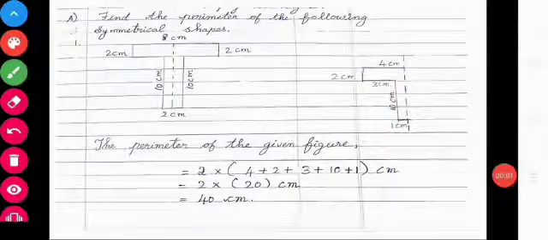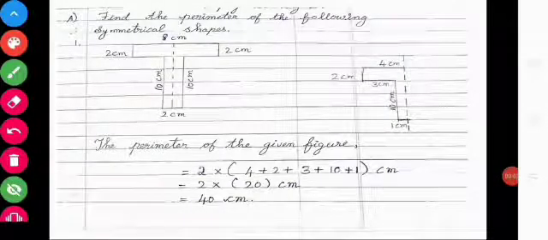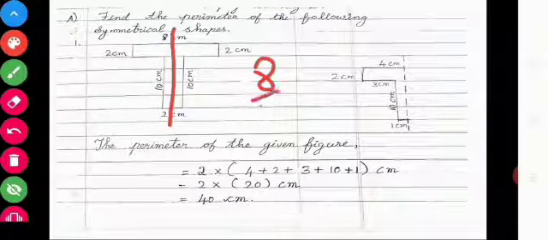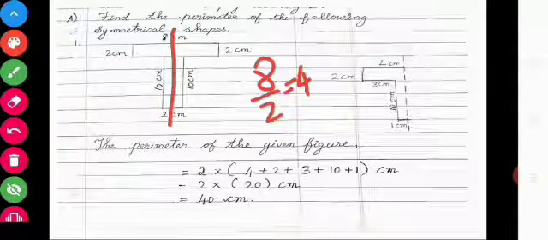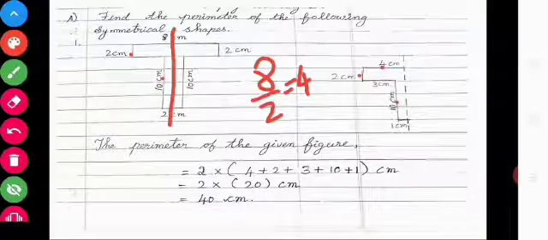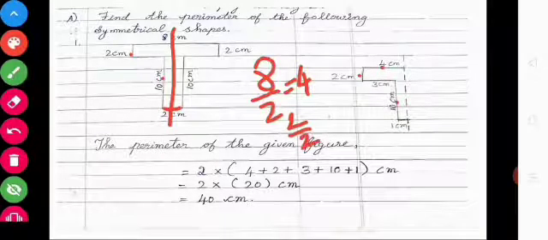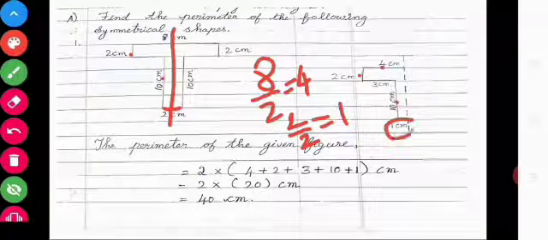Look at the sum. Now we have to take half of the figure. Half of 8, how much is it? 8 by 2 is 4 centimeter. Right, here 4 centimeter and here 2 centimeter. And then the side 10 centimeter, and here how many centimeters? 2 centimeter. Half of 2, how much is it? So divide 2 by 2. It is 1 centimeter. Yes.